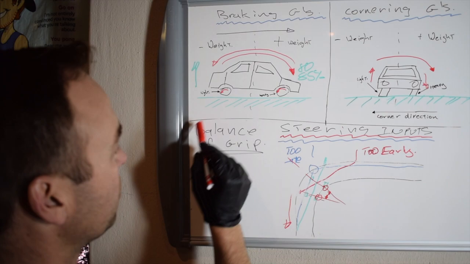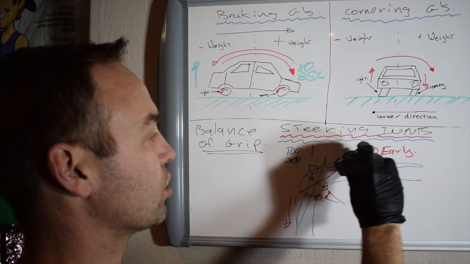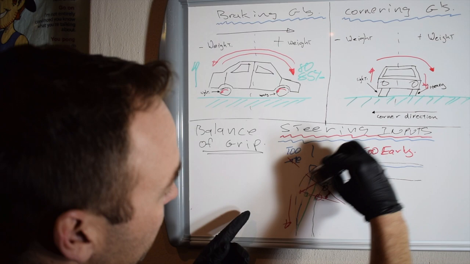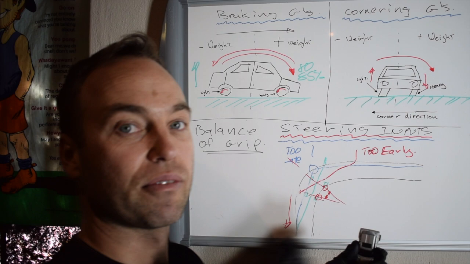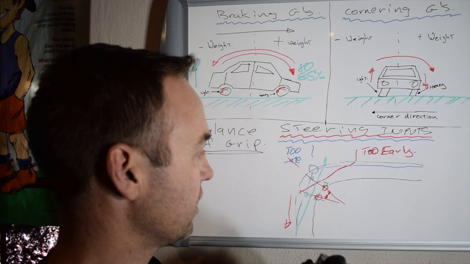So what that means is, if you come into the corner too fast, or you get on the power too early, it's going to want to understeer. So it's going to want to push the front of the car outwards, which means that you'll have to get off the power and get back on the power again. If you turn in too late, and you maybe trail brake a bit, it's going to cause the car to oversteer. What you want is that balance between the two.